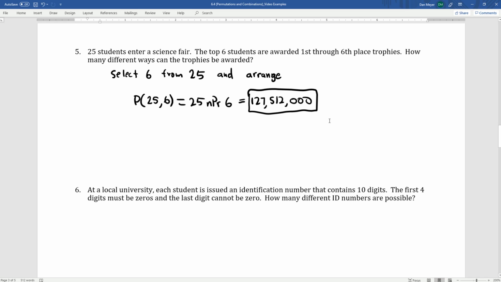You might be able to get it done if you were clever with Excel. There might be a way to get it done there, but that's a lot. That's way too many. But again, this is just a straight up permutation. Permutation of 25 taken 6 at a time.